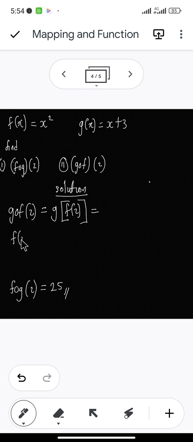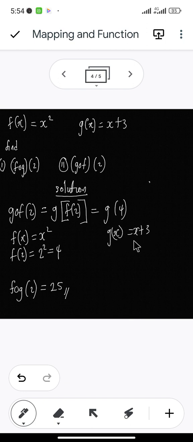So f of x is x squared. That means f of 2 will be 2 squared, which gives you 4. So you're looking for g of what? 4. Now if g of x is x plus 3, g of 4 gives you 4 plus 3, which gives you 7. Therefore, g of f of 2 gives you 7. Now you can see that there's a difference between f of g and g of f, so don't make the mistake.